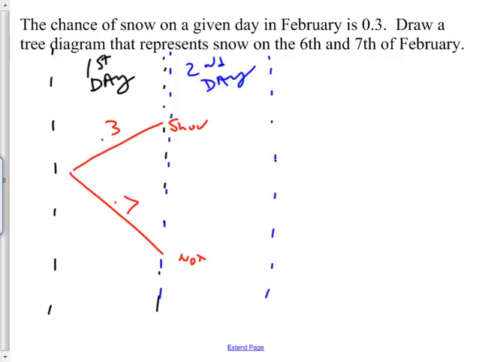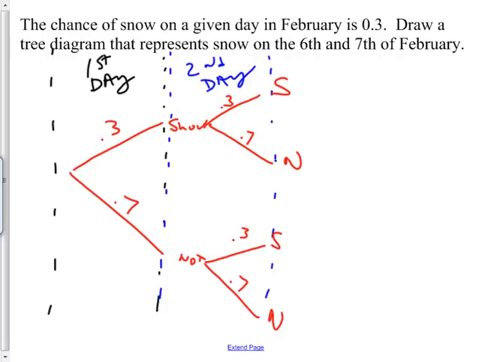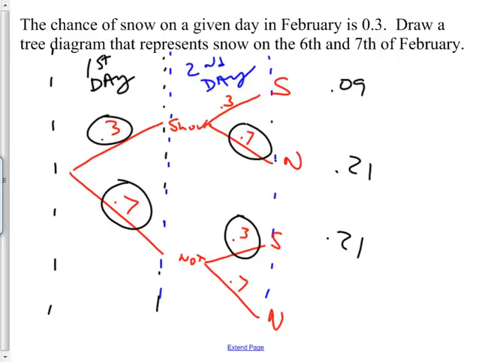All right, so now, if it snowed on the first day, now the second day has snow or not. Second day, snow or not. If it snows, 0.3, 0.7, 0.3, 0.7. And now, when it's all said and done, we're going to multiply. 3 times 3 makes 9, but there's 2 decimal places, 0.09. 0.3 times 0.7 gives me 0.21. Same deal here and here gives me 0.21 again.